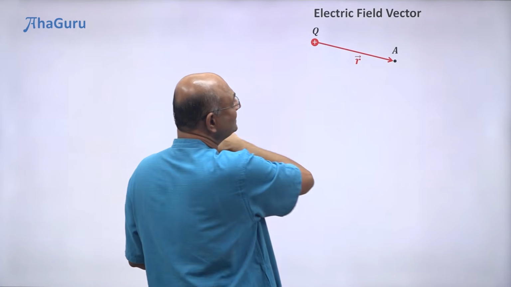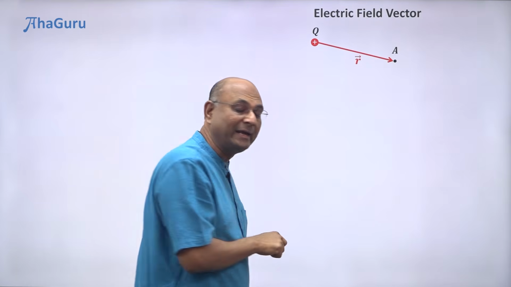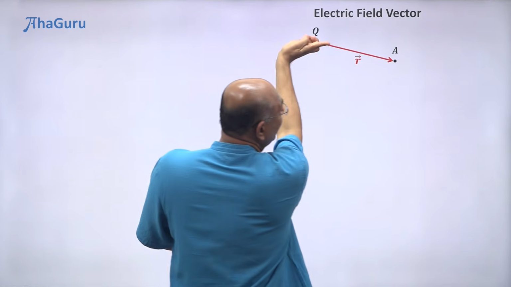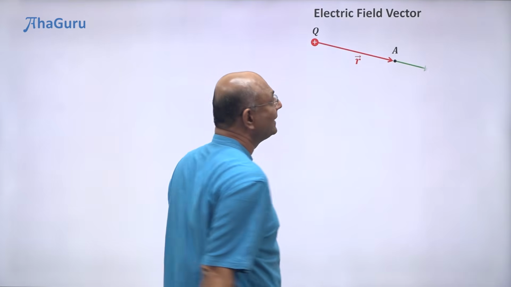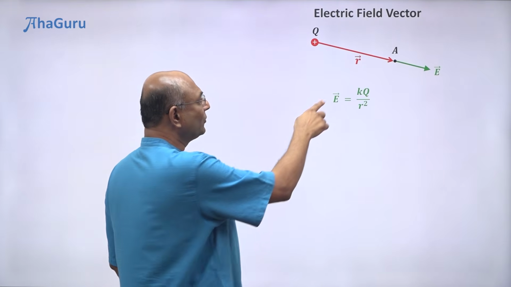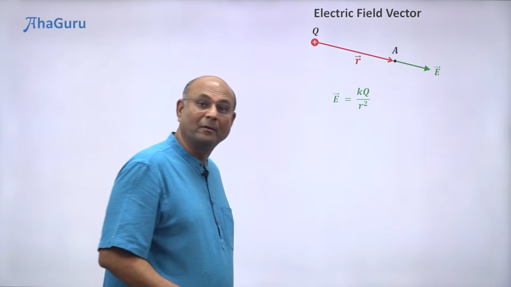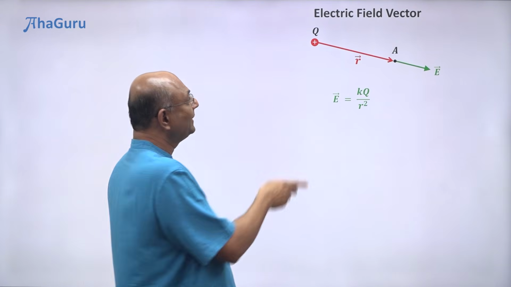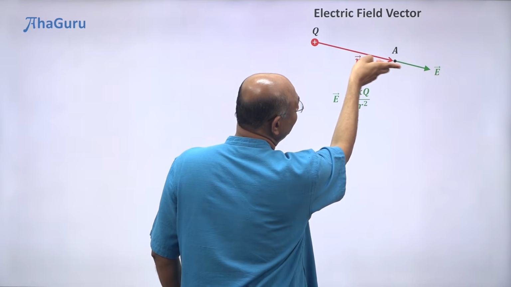This is a positive charge, so obviously the electric field at A is going to be radially away from the charge. So it's going to be like that. How much is the magnitude of the electric field? We know it is going to be kq by r square. But I want the vector. Well, the electric field is pointing in this direction.